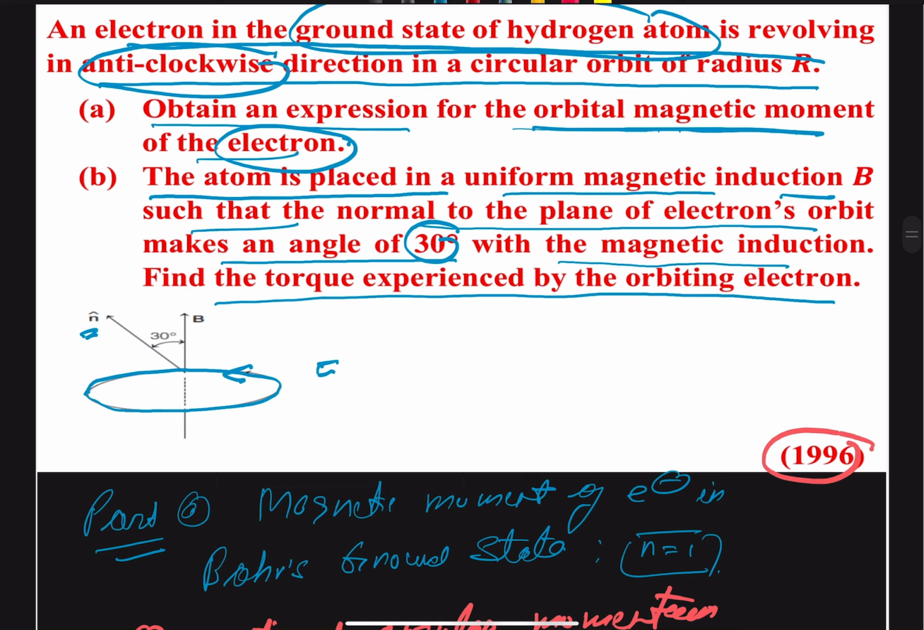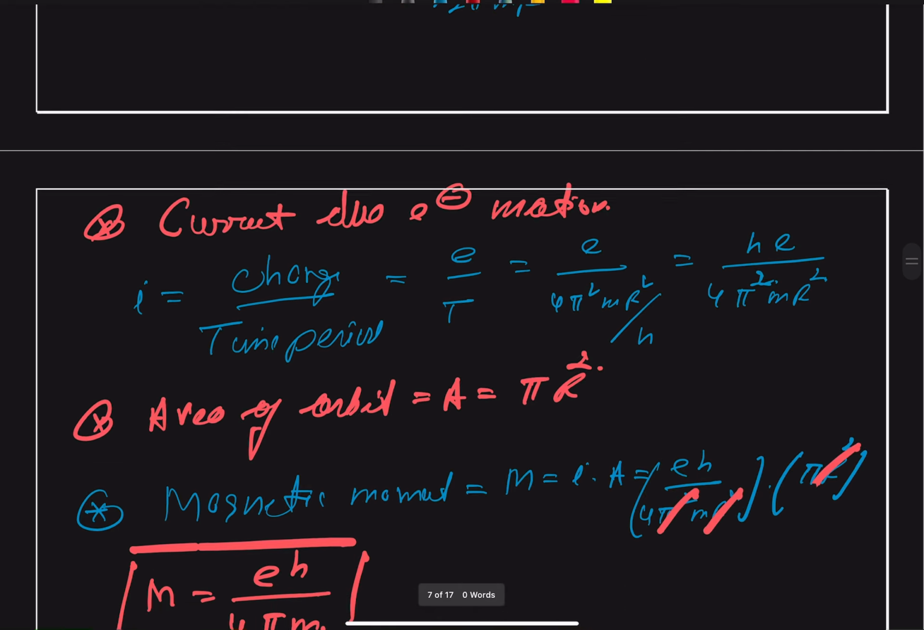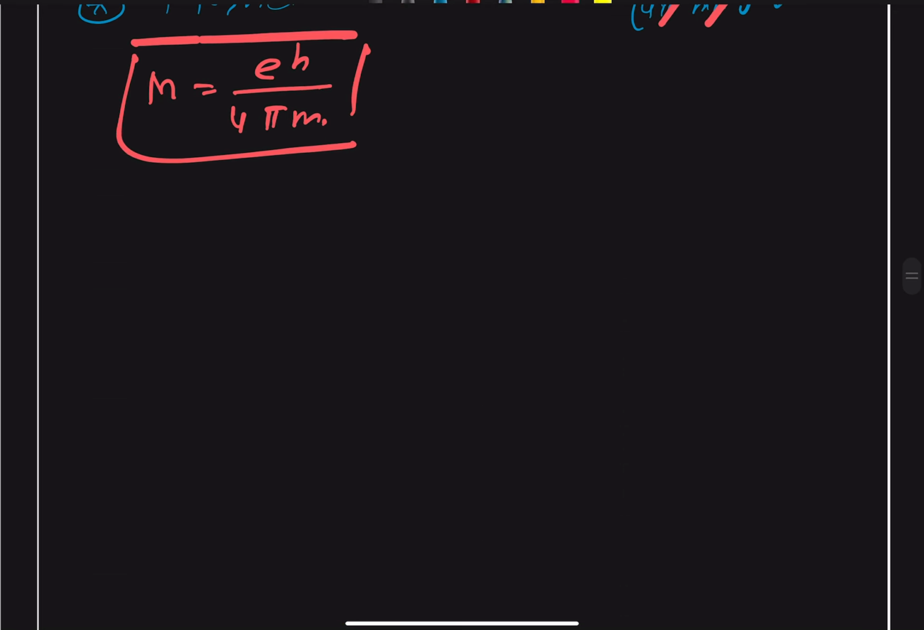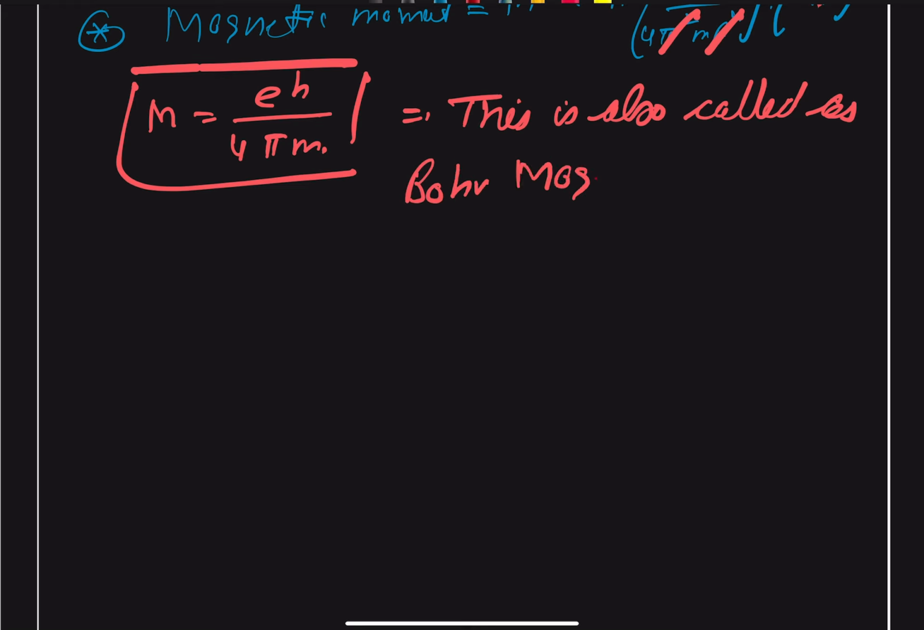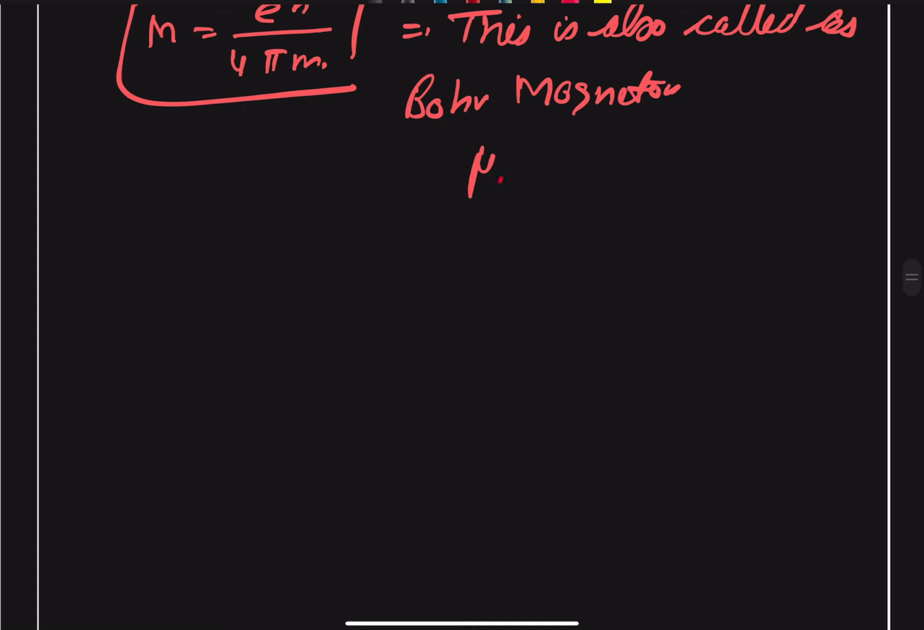Orbital magnetic moment. Okay. And sometimes this is also known as the Bohr magneton, and represented as mu B. So mu B will be nothing other than M, and that will be equal to eh upon 4 pi m.